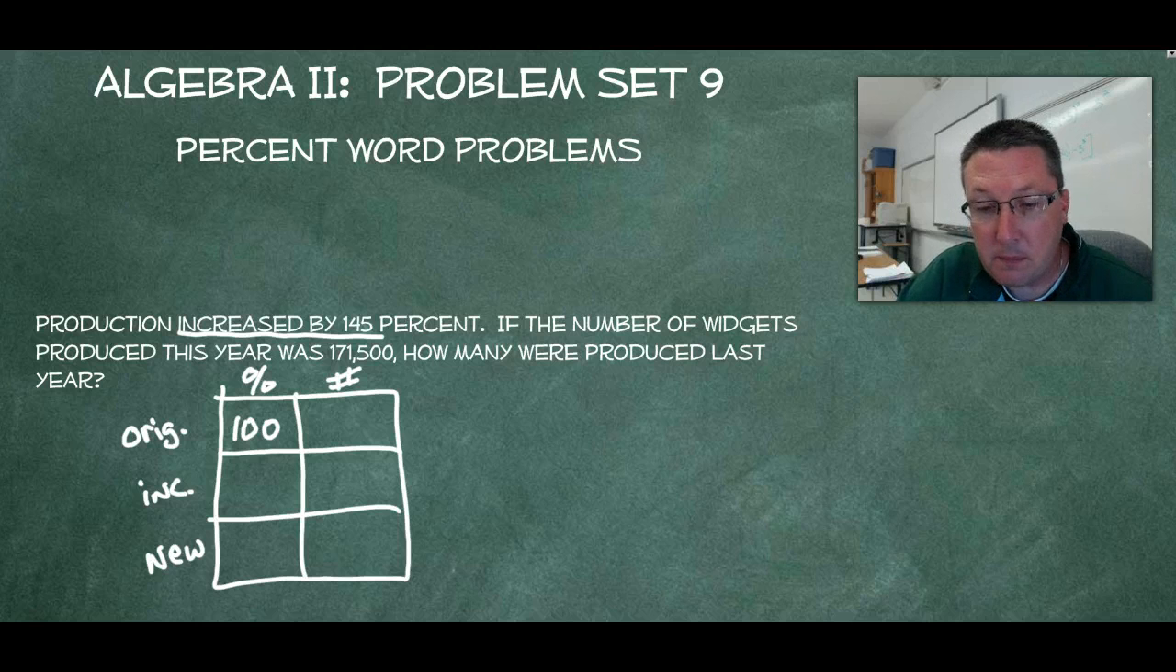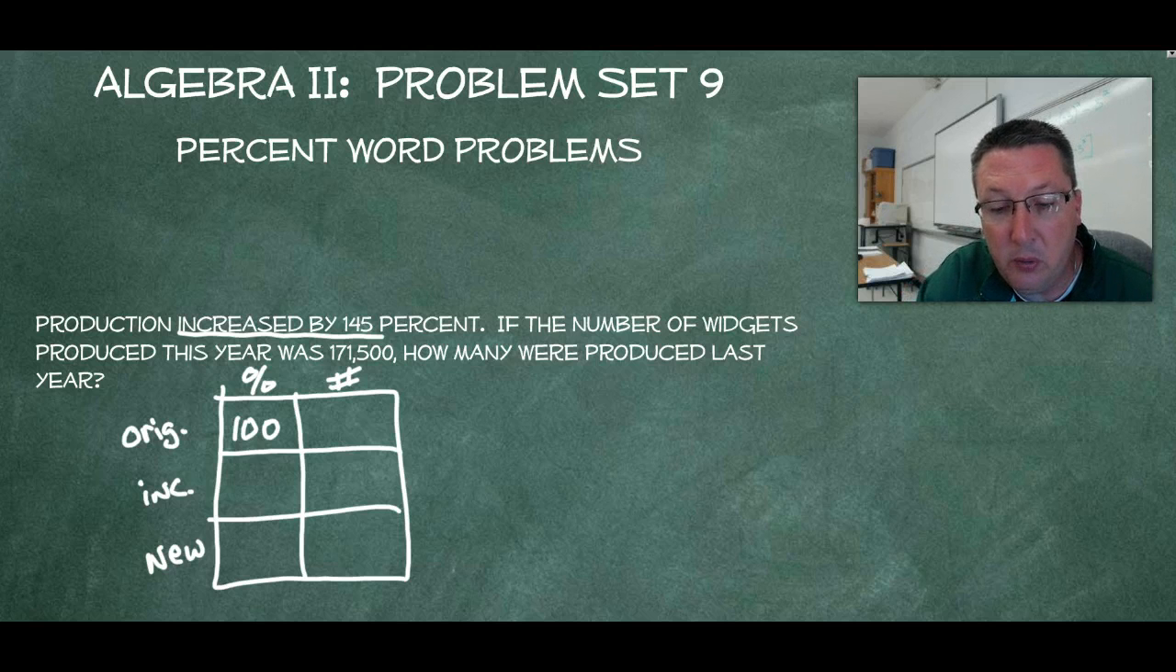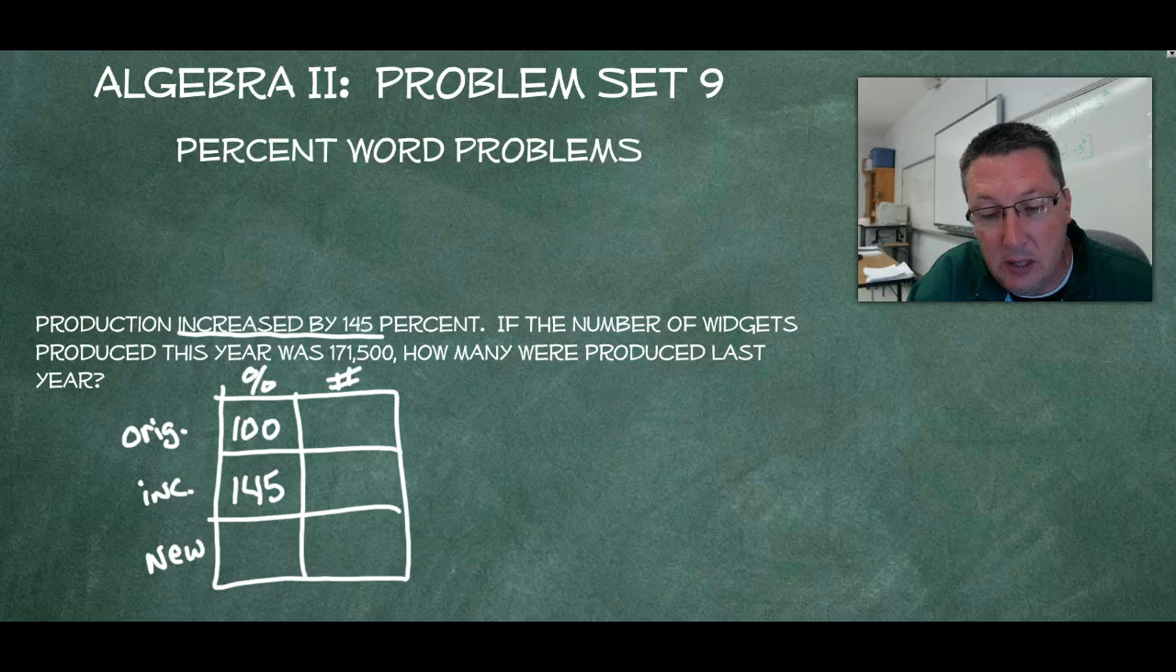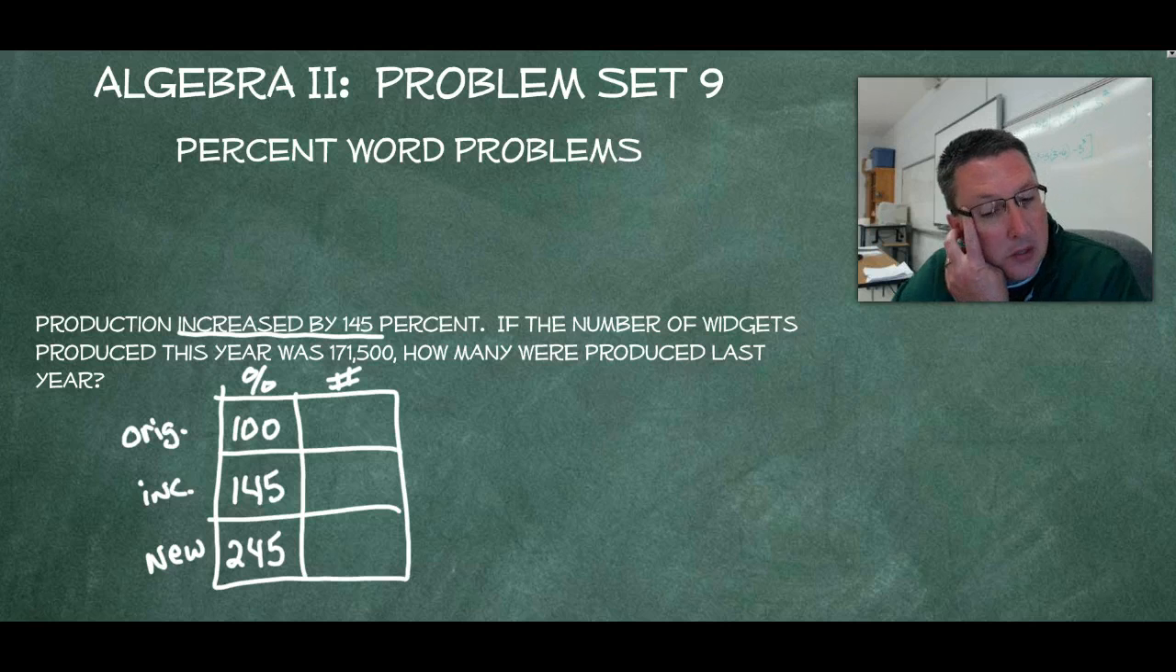That's your starting amount. Now, this says production increased by 145%. So 145% is our percent increase. So we have our original 100%, we have our 145% increase, and we need to add those together. Since it's an increase, we're going to add those together, and the new amount is 245%. Okay? So original is 100, then you have your percent increase, and you add those together to get the new. All right, it says if the number of widgets produced this year was 171,500, how many were produced last year?